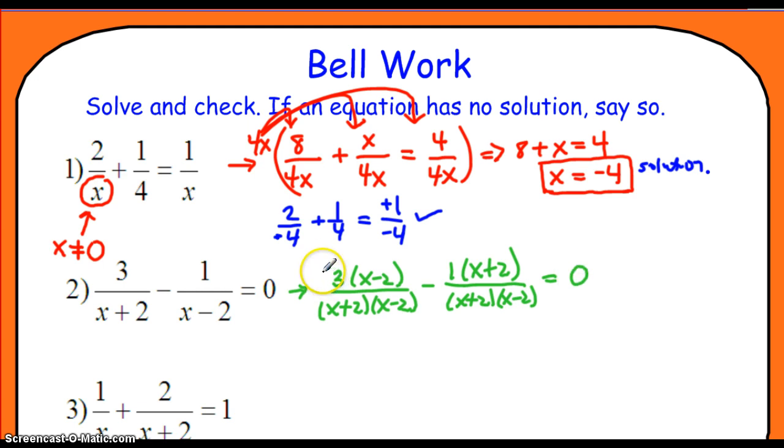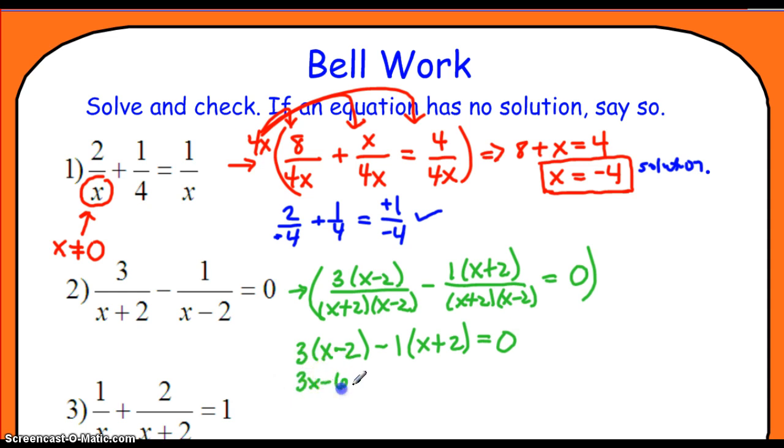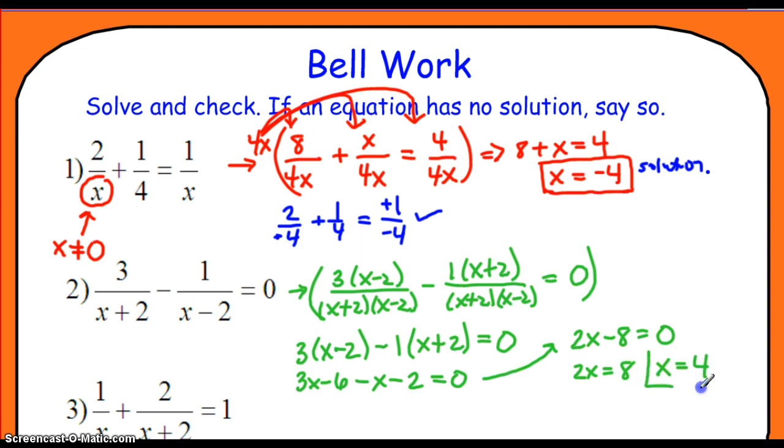And so just like we did in the first example, if you multiply this whole thing by the common denominator, they're going to cancel out. So you're just going to be left with 3 times x minus 2 minus 1 times x plus 2 equals 0. And so now you just distribute and solve. So I would have 3x minus 6 minus x minus 2 equals 0. Combine like terms. So I have 2x minus 8 equals 0. Add 8. So x in this case equals positive 4.